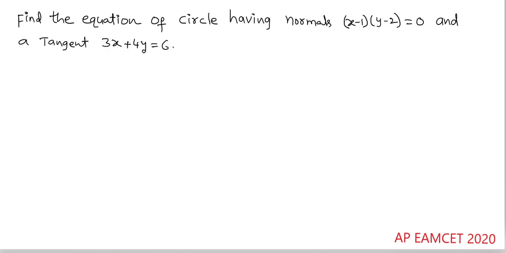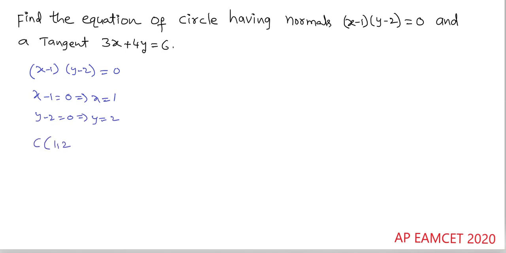Find the equation of the circle having normals x minus 1 into y minus 2 is equal to 0 and a tangent 3x plus 4y is equal to 6. Here is given normals, that is x minus 1 into y minus 2 is equal to 0. From this x minus 1 is equal to 0, that is x is equal to 1, and y minus 2 is equal to 0, that is y is equal to 2. These normals always pass through the center of the circle. Therefore, center of the circle is 1 comma 2. And now we find the radius of the circle.